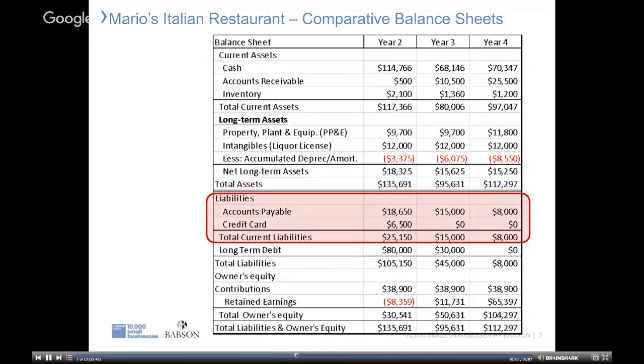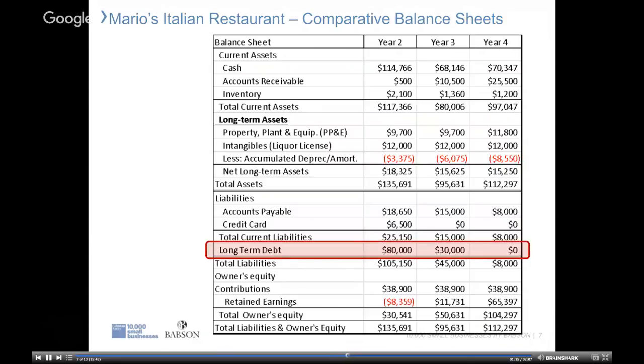On the liability side of the balance sheet, we can see that Maria has significantly reduced her current liabilities, both by lowering her accounts payable and by paying off all of her credit card debt. The most significant change in liabilities comes from her completely repaying the loans from her brother Fabio, leaving Mario's debt-free by the end of year 4. This fact, combined with the $70,000 of cash Maria has in the bank, would seem to say that the restaurant is healthy and has substantial liquidity.